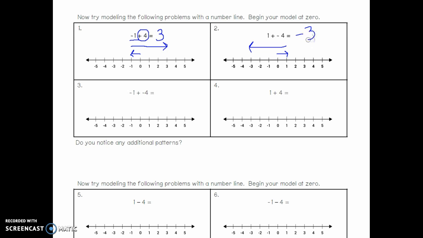Well, now look at these two. Negative 1 plus negative 4. If I start at 0, the first number says go to negative 4, or negative 1, I'm sorry. And then it says move negative 4 more. So I'm going to start here again and count 4 more to the left. 1, 2, 3, 4. Well, look at that. I ended up at a totally different number.